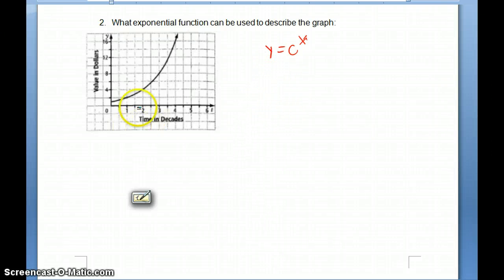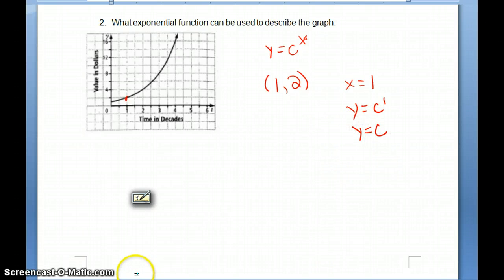Here, let's pick a point, and your easiest one here is 1 and 2, so we'll pull that value there. This one we're given from the graph here. And I'm going to give you a hint. You're always going to want to choose where x is equal to 1. And why do you think I would do that? Let's put this in. y is equal to c to the power of x, and we're going to have x is equal to 1. What do you notice about c to the power of 1? Anything to the power of 1 is just the number itself. That means that your c value is equal to y.